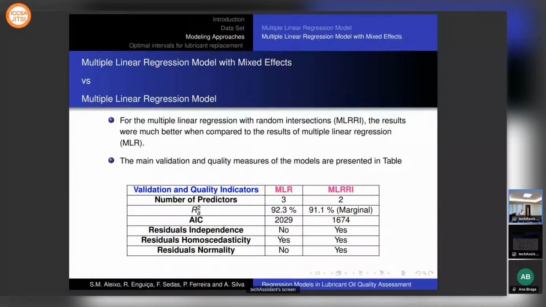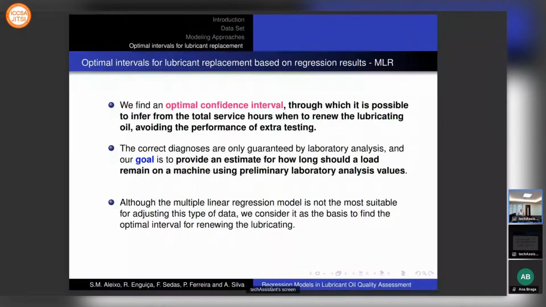And finally, if I have one more minute, we can find an optimal confidence interval, which makes it possible to infer the total service hours when we renew the lubricant, avoiding the performance of ester testing. Our main goal is to provide an estimate for how long the load should remain on a machine using preliminary laboratory analysis values. Although the MLR is not the most suitable model, we will consider it as the basis to find this optimal interval, only to exemplify.